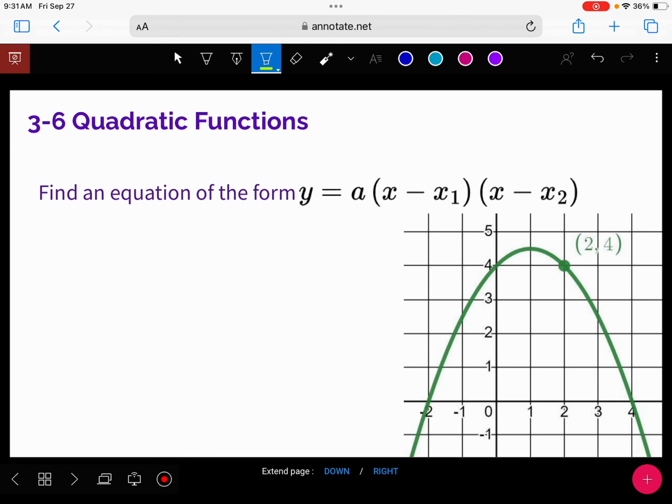But sometimes we're given a graph and we're asked to find the equation for it. So this one is not in vertex form or in standard form. We're in factored form or in root form. And they want us to leave it in root form, but they also want us to find the a value. So, what the heck can we do here?